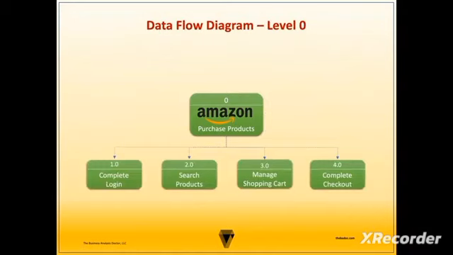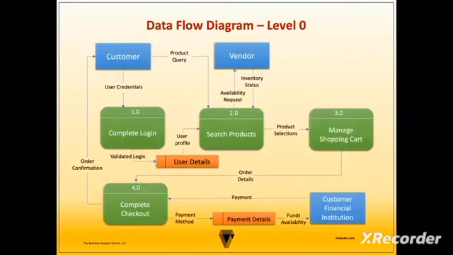Now let's explode the purchase product system into a level 0 diagram. Theoretically, a system for purchasing a product on Amazon would include 4 primary processes: complete login 1.0, search products 2.0, manage shopping cart 3.0, and complete checkout process 4.0. Now that we have our 4 processes, we need to incorporate the same external entities and overall inputs from the context diagram. We'll also add our data stores and data flows that occur between the processes.